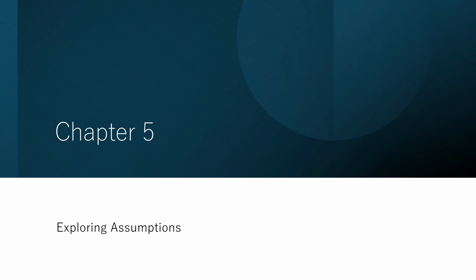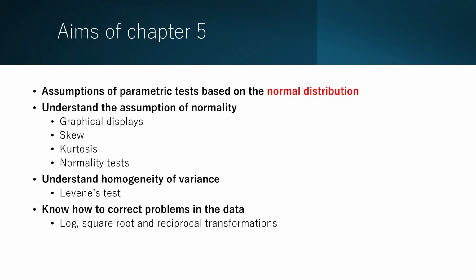Let's start Chapter 5, Exploring Assumptions. In this chapter, we will look at the assumptions behind parametric tests, especially those based on the normal distribution. These assumptions are very important before we run tests like the t-test or regression. If the assumptions are violated, the result might be unreliable. So our goal today is to understand why these assumptions matter and how to check them properly.